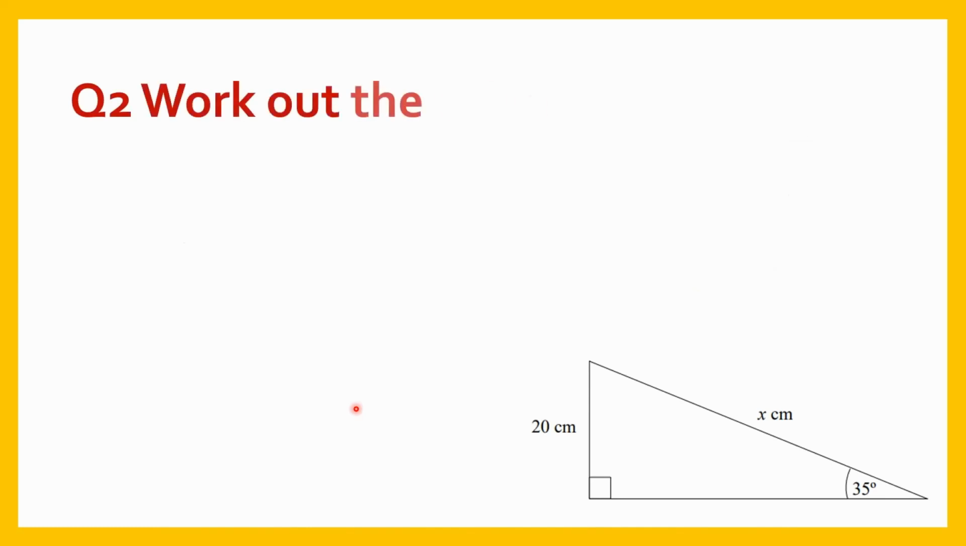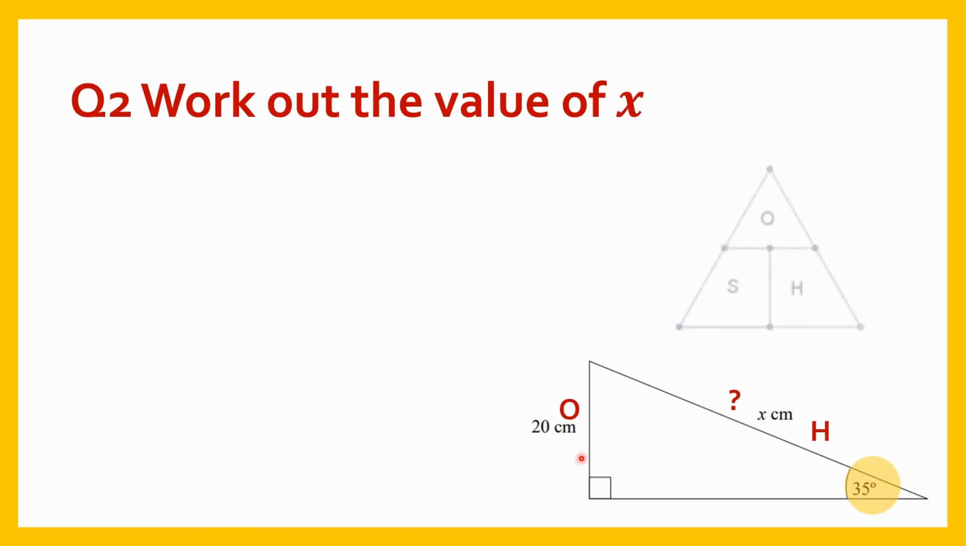Question 2. Work out the value of x, which is here. So firstly, knowing what we're looking for, what is that? It is the hypotenuse of this right angle triangle. It's opposite 90 degrees and also the longest side. The angle of interest is 35 degrees. For 35 degrees, 20 centimeters is the opposite side. So we have O and H. Therefore, we're using sine equals opposite over hypotenuse.